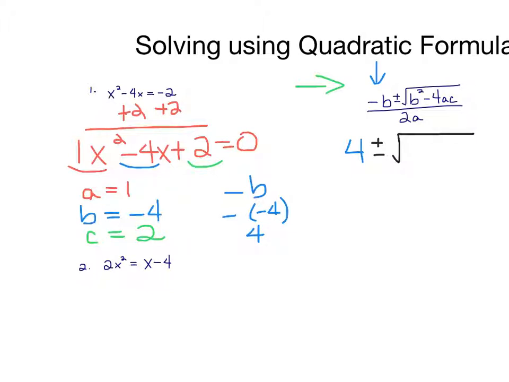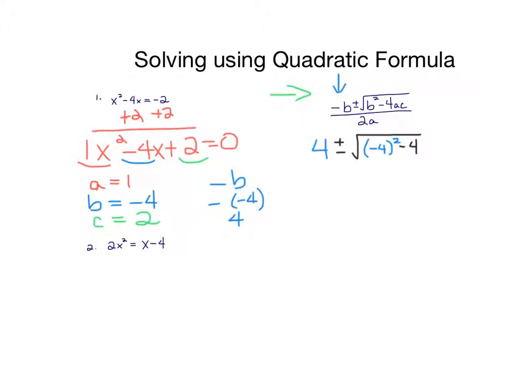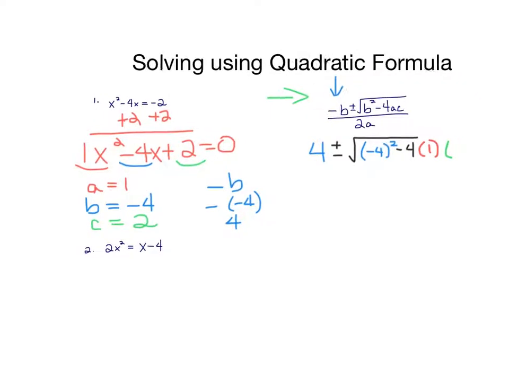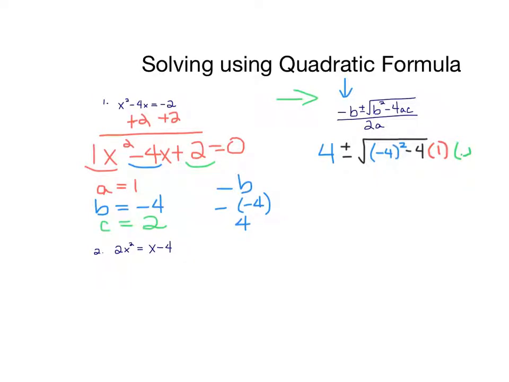So then I'll replace the plus minus sign, the radical sign, and now I'm going to again put in b, which is negative 4. I square it, and then I'm going to subtract 4 times a times c. And the whole thing has a denominator of 2 times a, and in this case my a is 1.